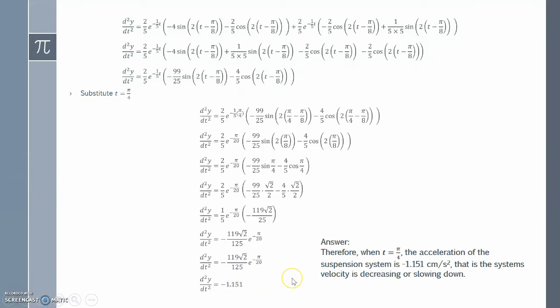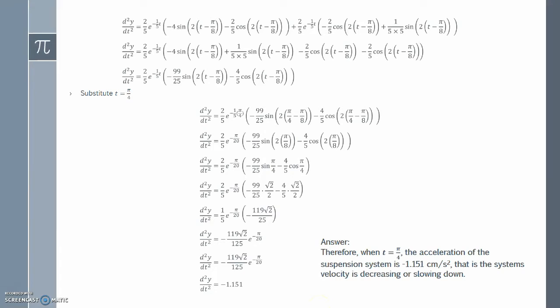We need to interpret this in terms of the question. So we say that when t equals pi over 4, the acceleration of the suspension system is negative 1.151 centimeters per second squared. That is, the system's velocity is decreasing or slowing down.